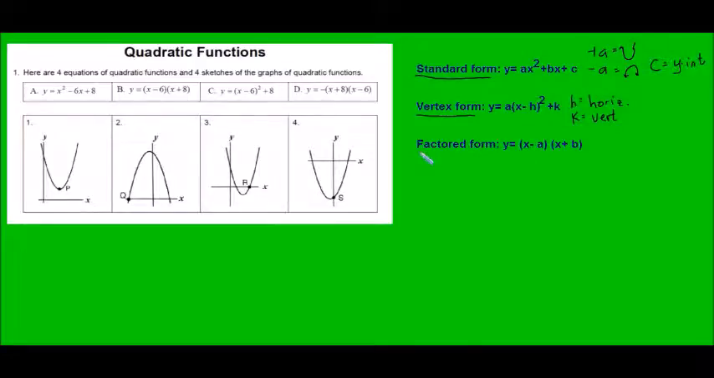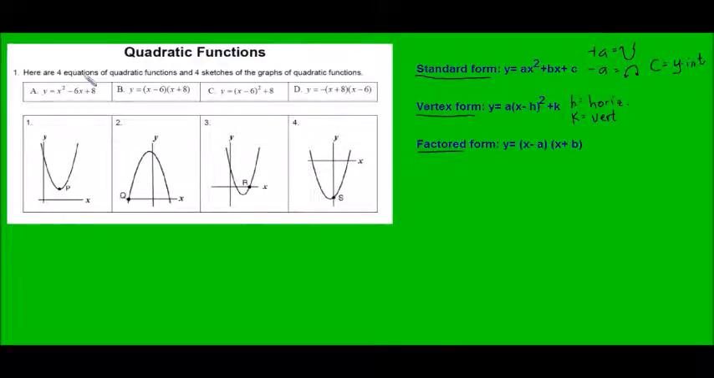Lastly was factored form, which is going to control your zeros. You remember, add two numbers, they've got to give you your coefficient. Multiply those two numbers, they got to give you your constant. These would represent where the graph hits 0 when you get x isolated.